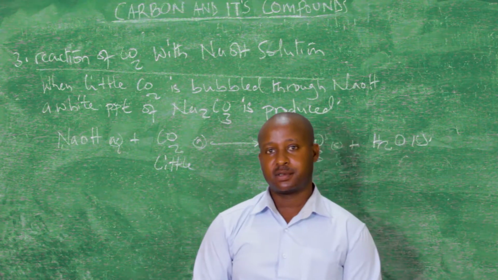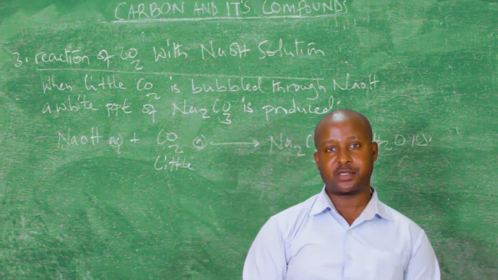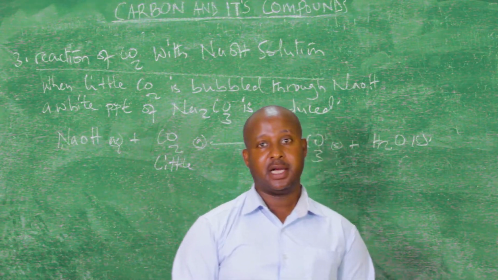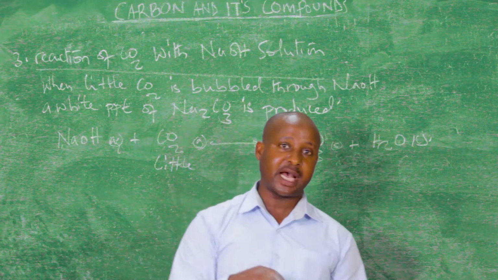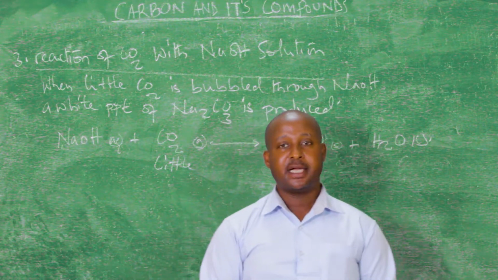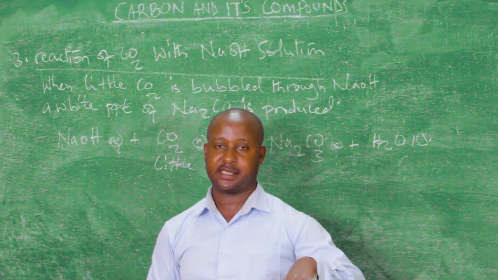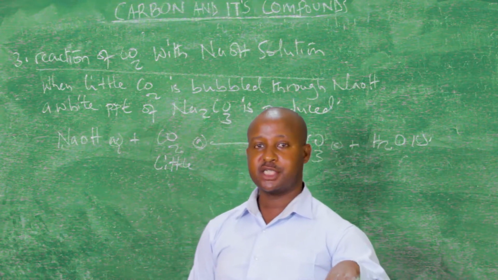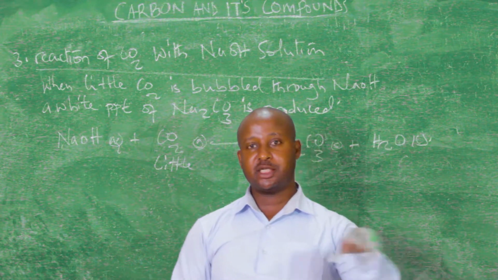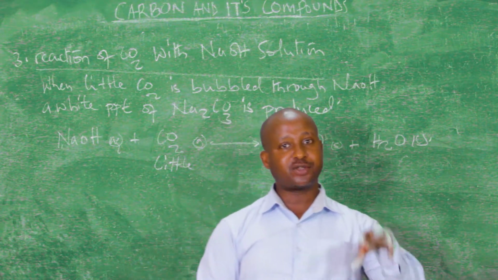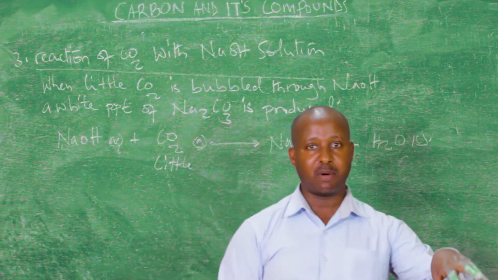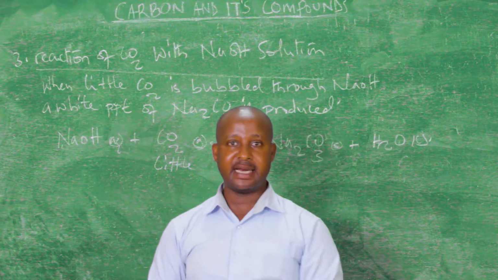What about when excess carbon dioxide is bubbled through sodium hydroxide? When excess carbon dioxide is bubbled through sodium hydroxide, the white milky precipitate dissolves into a colorless solution, and this is due to the formation of sodium hydrogen carbonate, which is soluble and is colorless in nature.